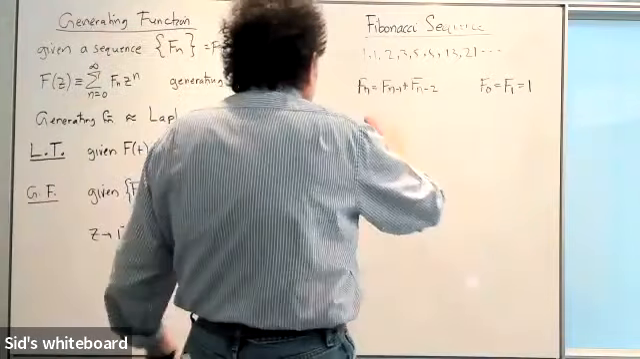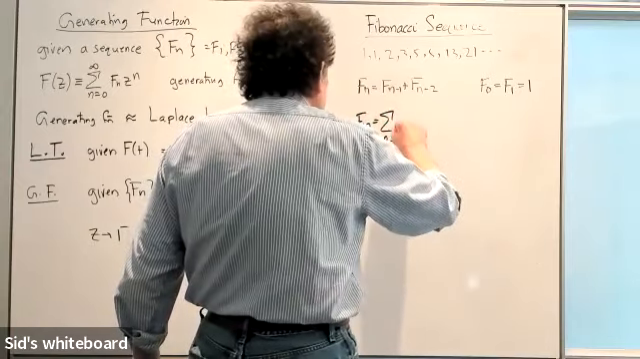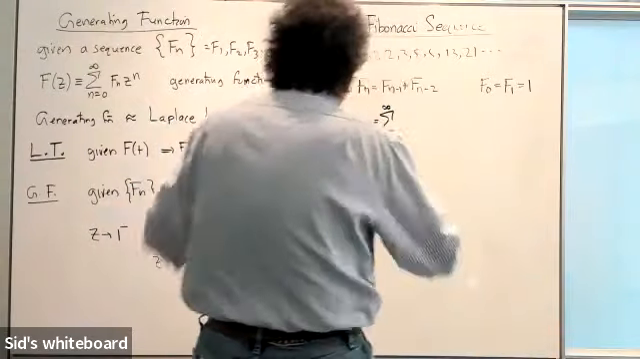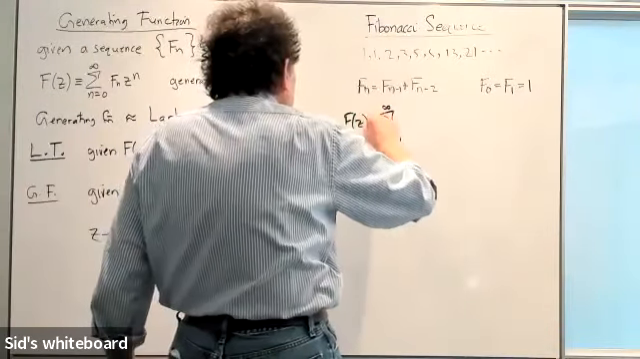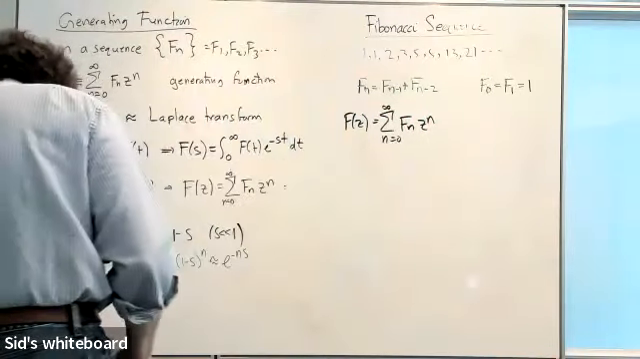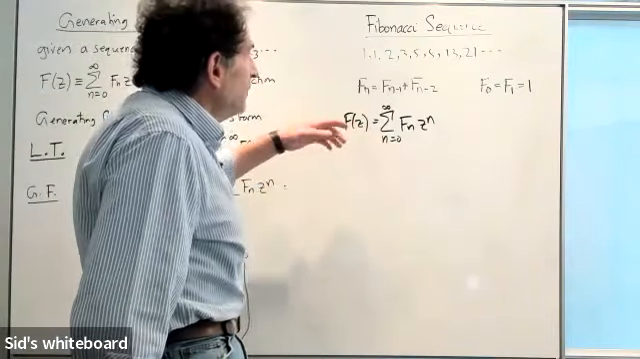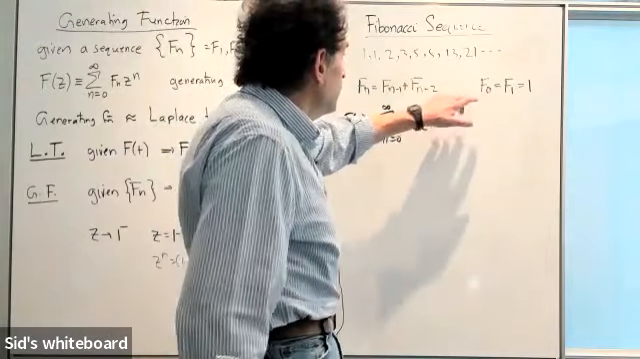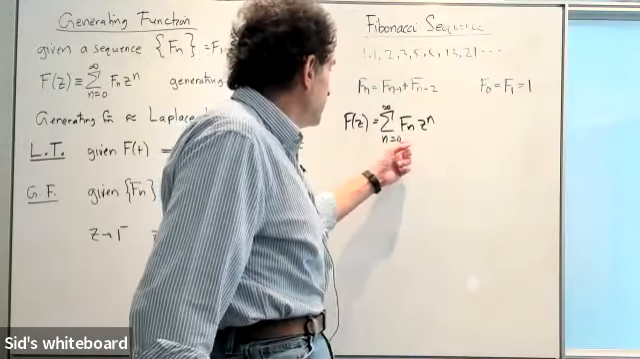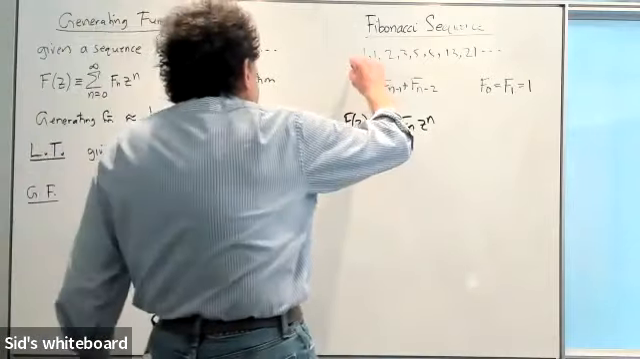So let me define now the generating function. f(z) equals the summation from n equals 0 to infinity of F_n z to the power n. And again, where I choose to start the series depends on how I define my initial condition. Since the process starts with F_0, I'll define this to include everything in the series by starting at n equals 0.